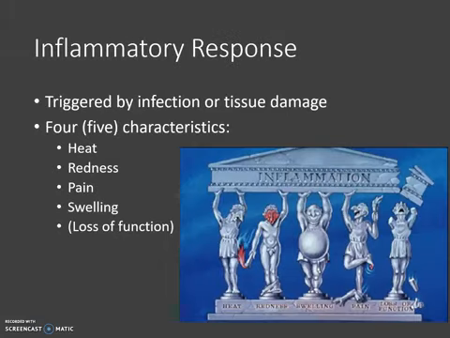The inflammatory response is also part of the secondary line of defense in the immune system. So the inflammatory response is triggered by either infection or tissue damage in an area. And there are four what they call the cardinal characteristics of inflammation. Some people argue that there are actually 5 characteristics. And so the symptoms of inflammation are heat, redness, pain, swelling, and then the 5th one that some people argue is loss of function. So when we talk about the inflammatory response, we'll talk about where the heat, redness, pain, swelling, and loss of function comes from.